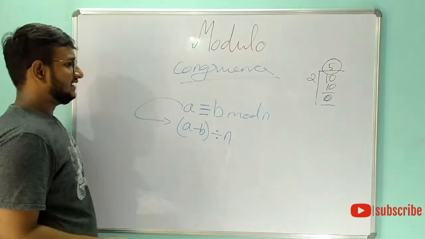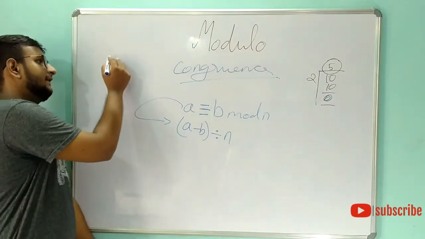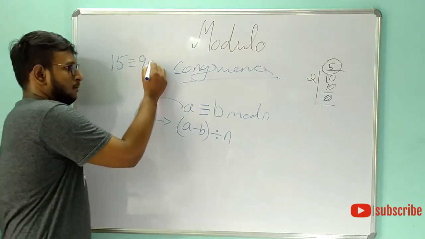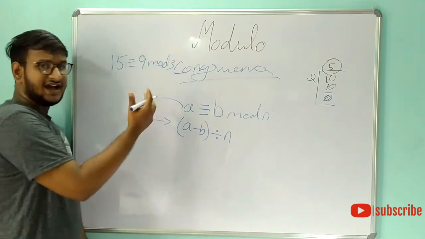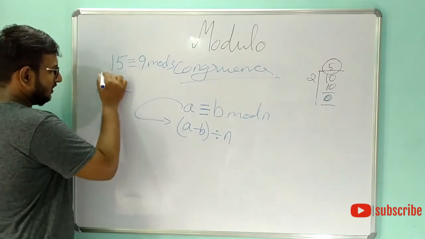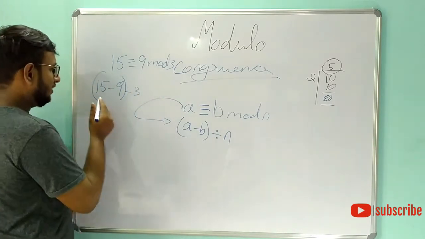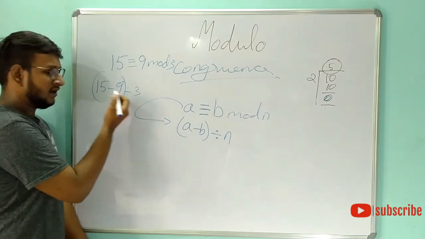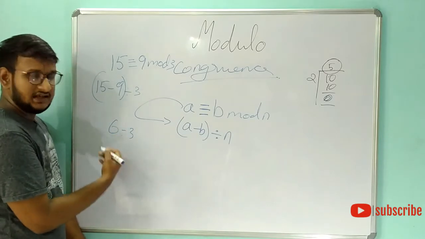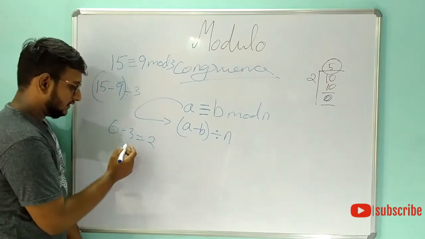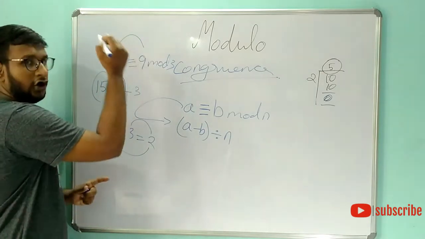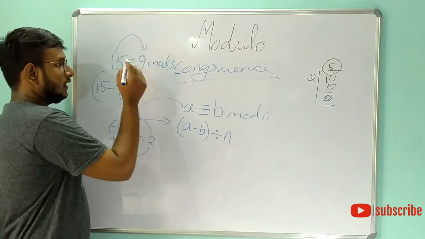For example, let's take a number like 15. 15 is congruent to 9 mod 3. What it actually means is that 15 minus 9 is divisible by 3. How? Let's see the proof. 15 minus 9 is nothing but 6. Is 6 divisible by 3? Yes, 6 is divisible by 3. 3 twos are 6, right? So we can say that 15 is congruent to 9 mod 3.